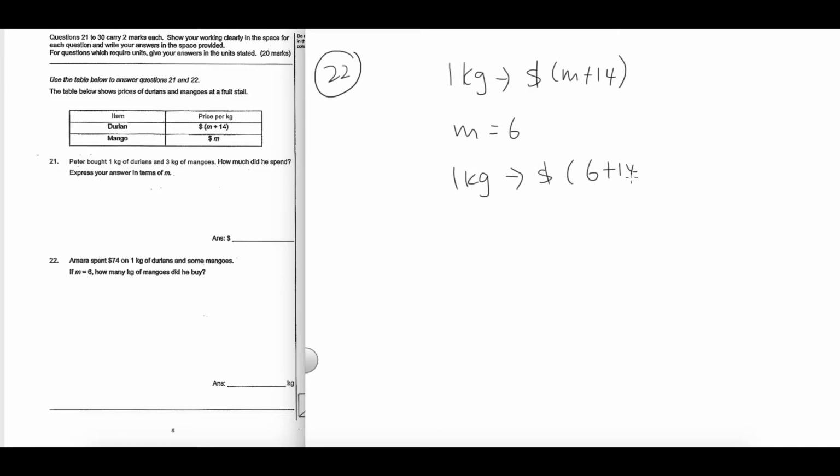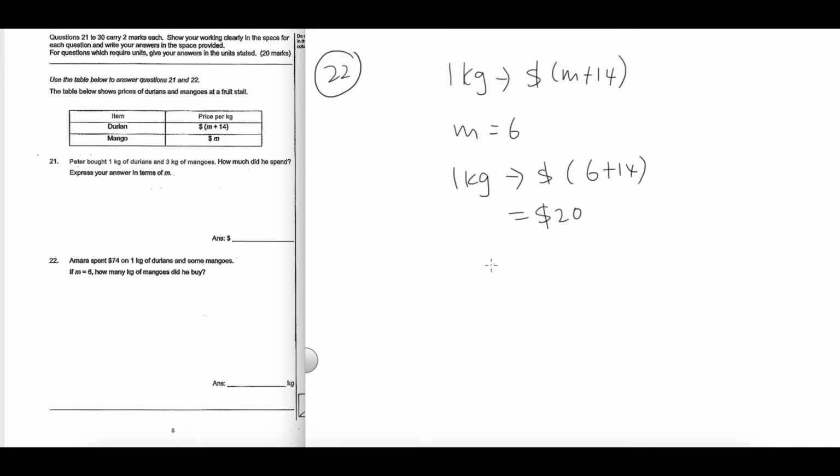Question 22. Amara spent $74 on 1 kg of durians and some mangoes. If M equals to 6, how many kg of mangoes did he buy? So 1 kg of durian is M plus $14. So now they tell you M is 6, right? So 1 kg of durians equals to 6 plus 14, which is $20.